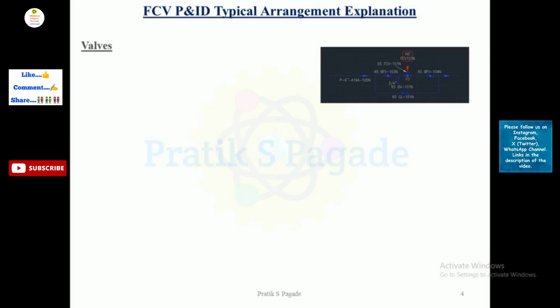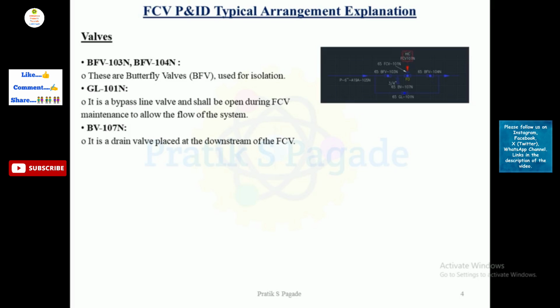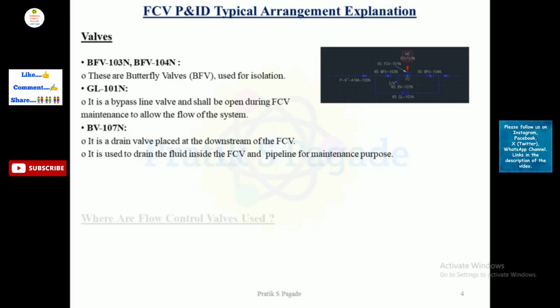Further, let's see valves BFV 101, 103 and BFV 104, and these are butterfly valves used for isolation as we have seen. GL101 is a bypass line valve and shall be opened during FCV maintenance to allow the flow of the system. BB107 is a drain valve placed at the downstream of the FCV as we have seen. It is used to drain the fluid inside the FCV and pipeline for maintenance purpose.